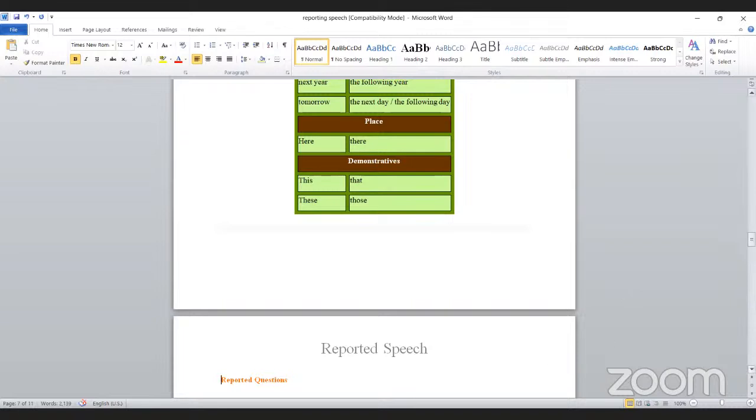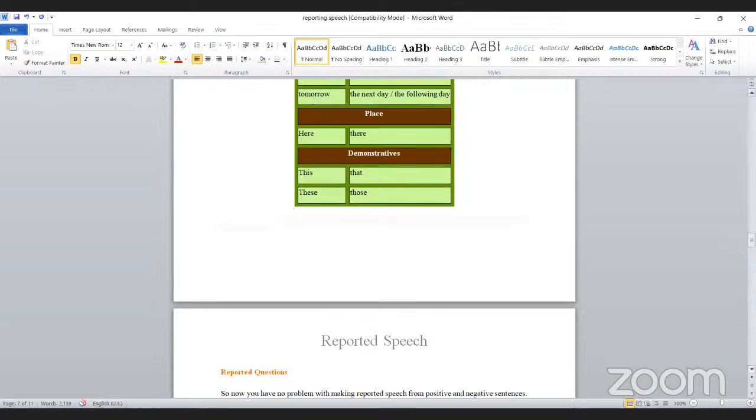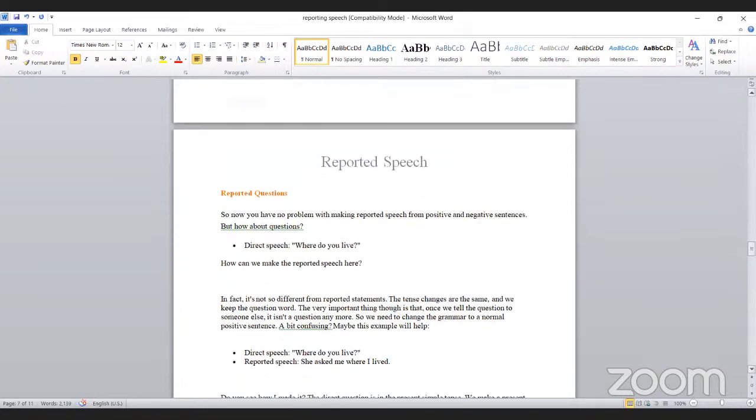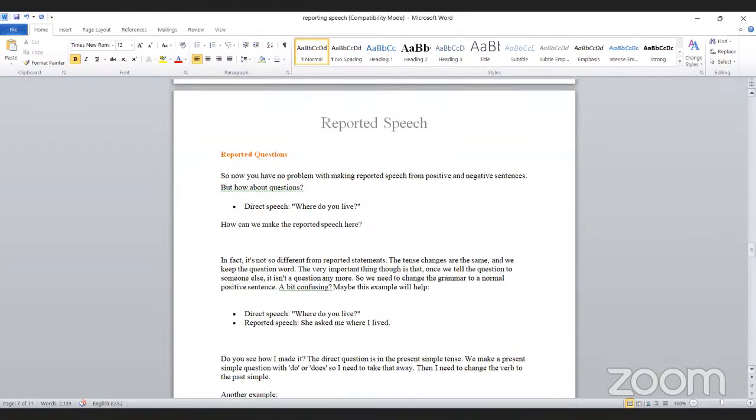And when it comes to a reported speech question, in direct speech you can ask a question like, where do you live? So we can turn it into reported speech. She asked me where I live. So there is a back shift.